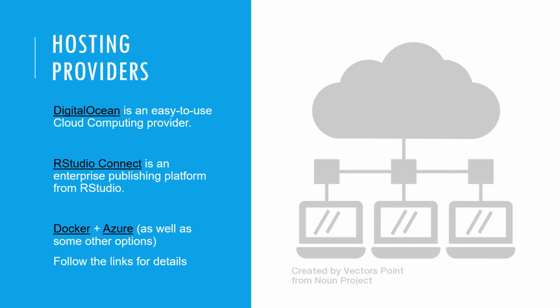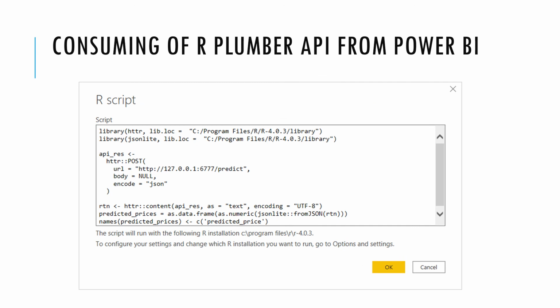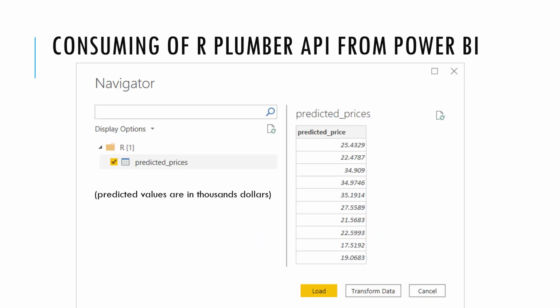The following slide shows the typical architecture for a Plumber Docker container on Azure. This architecture considered security and scalability requirements as well. The next slide illustrates how the REST API deployed to one of the above-mentioned platforms can be consumed from Power BI. The Power BI R script connects to the API using some R libraries, passes a new dataset, receives the results, and displays the predicted house prices.